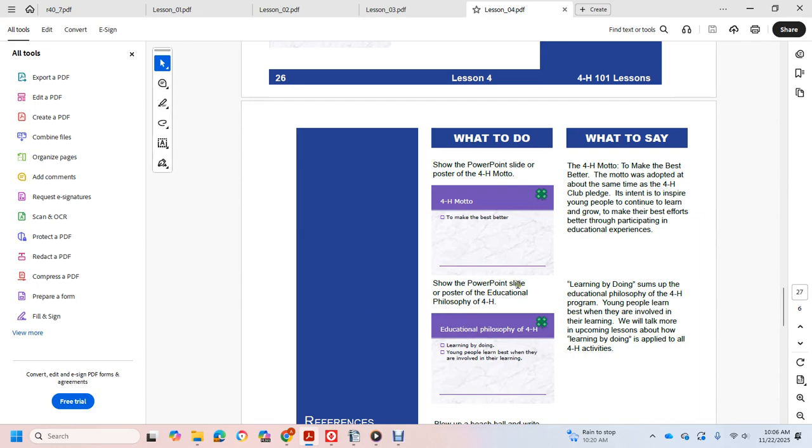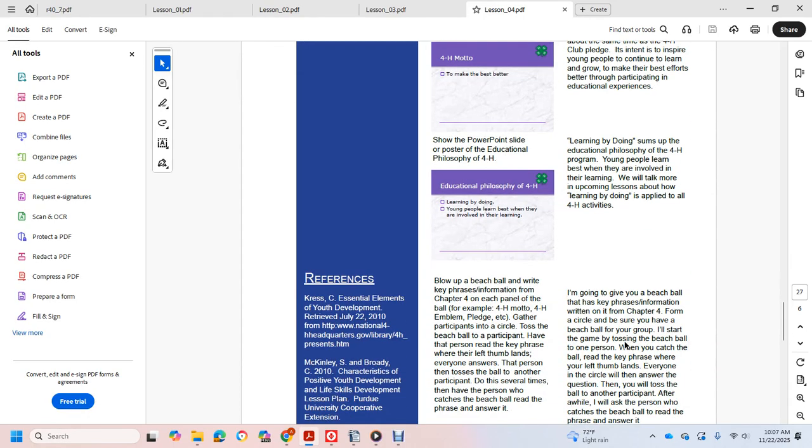Show the PowerPoint slide with the poster of the educational philosophy of 4-H: learning by doing. To sum up the educational philosophy of the 4-H program, young people learn best when they are involved in their learning. We will talk more in upcoming lessons about how learning by doing is applied in 4-H activities.